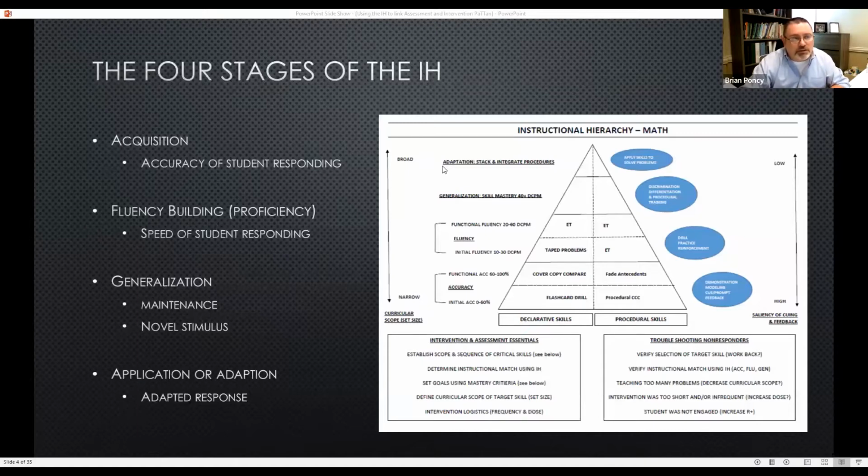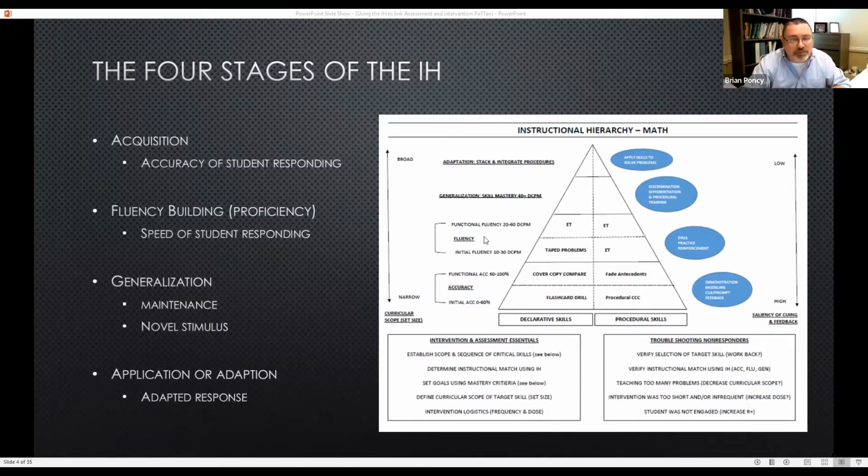So this is the graphic organizer of the day. This should be in your materials, and I would recommend that you have this out and look back to it as I talk. As you'll see, there are 4 primary stages. You have your initial accuracy stage, the acquisition stage, where you build accuracy of student responding.